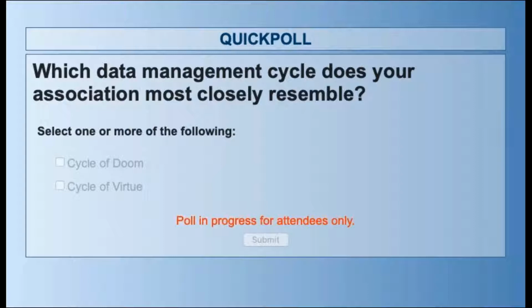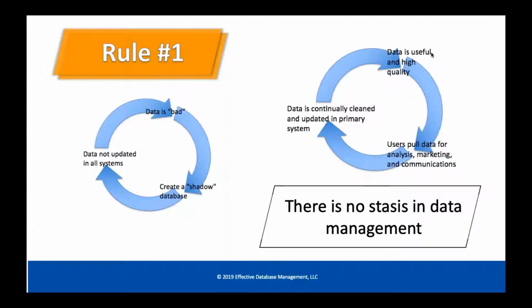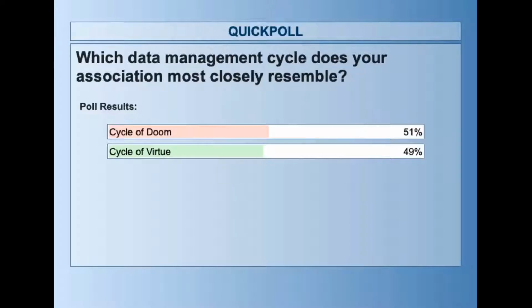1. Okay, let's share this with the audience, and hopefully you can see this. If not, let me know and I'll read it off. Yes, I can. Great. The results are 51% cycle of doom, 49% cycle of virtue. So we're split right down the middle, which I find kind of fascinating.